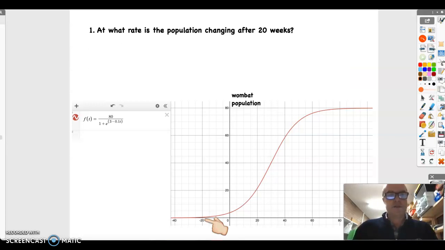So the first question, at what rate is the population changing after 20 weeks? As I said, I'm going to use the CAS calculator to answer these questions. The function is fairly complex.